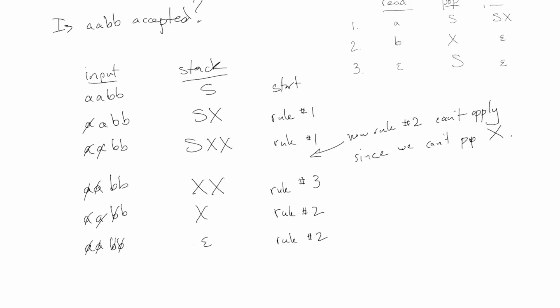Is this string accepted or rejected? It is accepted. Remember, I said the rule is if you can read the whole string and end with an empty stack, then it is accepted. So A, B, B is accepted. I proclaim: A, B, B is accepted.